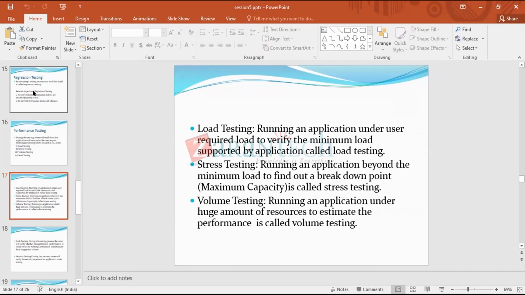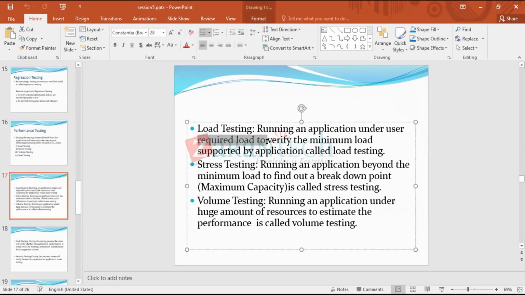Suppose we are developing one application for Dugo. Dugo is expecting her application should support 5 members at a time. This is Dugo's requirement. That is called here the required load or minimum load. That's my point.